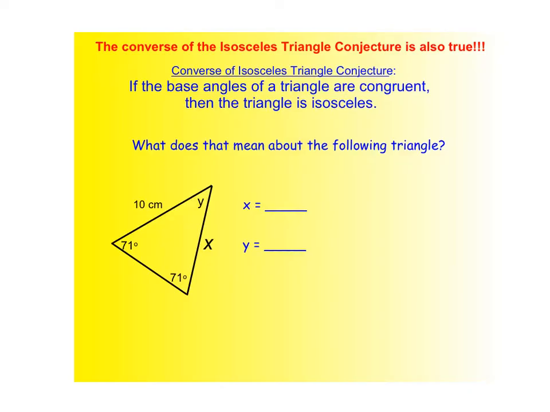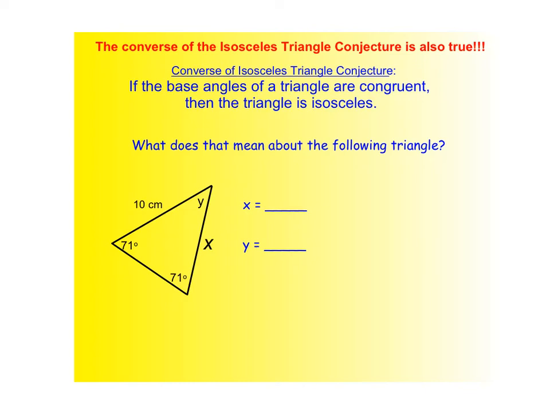All right, we come here to the converse of the isosceles triangle conjecture. And this is also true. So if the base angles of a triangle are congruent, then the triangle is isosceles. So before we said that if a triangle is isosceles, then its base angles are congruent. Now we're flipping that around. This is called the converse. If the base angles of a triangle are congruent, then the triangle is isosceles.